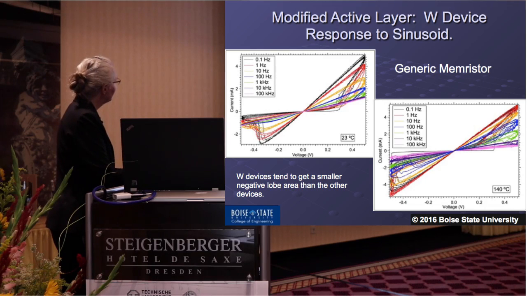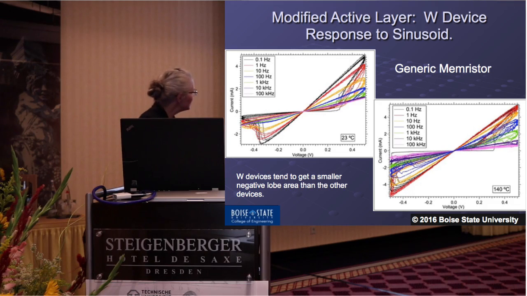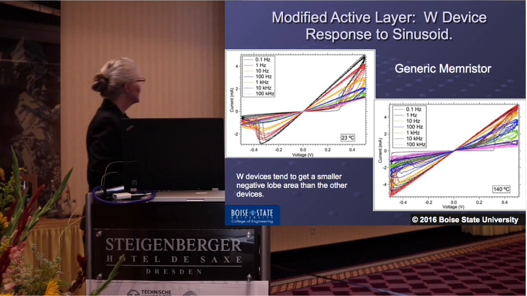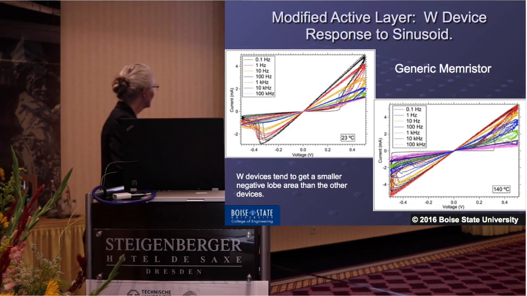So the room temperature versus 140C sinusoidal response, going from 0.1 hertz, where you've got really nice, in this black trace, nice wide lobes, up to 100 kilohertz, where it's a flat line, shows the generic memristor response. It does also at 140C. You can't see this one very well, but at about 10 kilohertz, it's this nice light pink line. So it definitely still responds as expected.